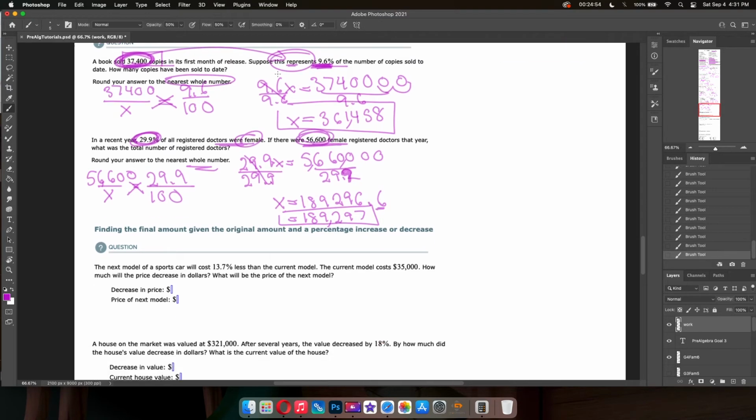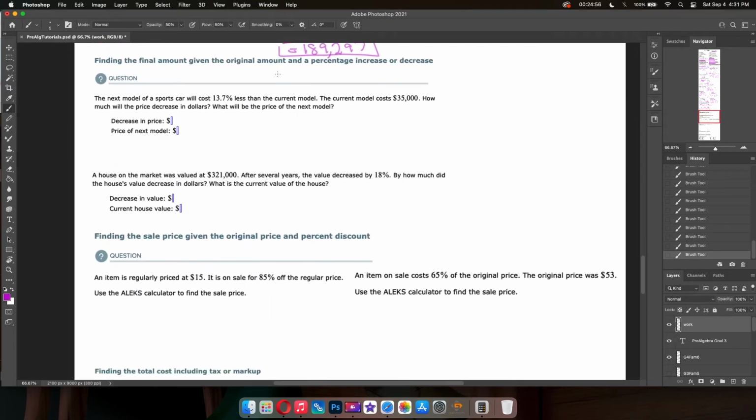I'm good. Next, as we continue scrolling down, finding the final amount of the original amount and a percentage increase or decrease. This part here, percentage increase and decrease, you're going to see this again in Algebra 1. So take extra special care of your notes here. We have this new step because it says "less than." If you remember all the way back from goal 1 of pre-algebra, that is a hint for subtraction.